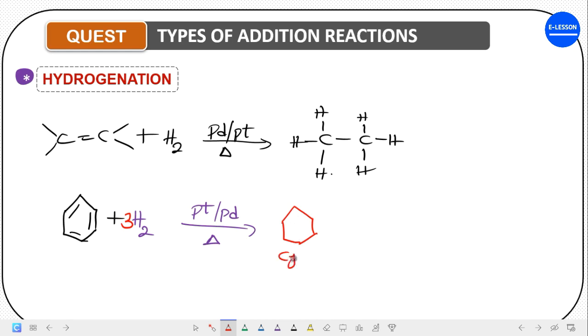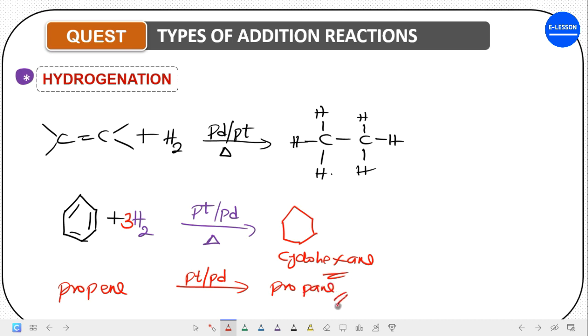Okay? So this is cyclohexane. So you see that whenever the alkenes are hydrogenated, the product is usually what? Alkane. So if I hydrogenate propene, it means the product would be what? To give us propane. Okay? So you see how easy it is.